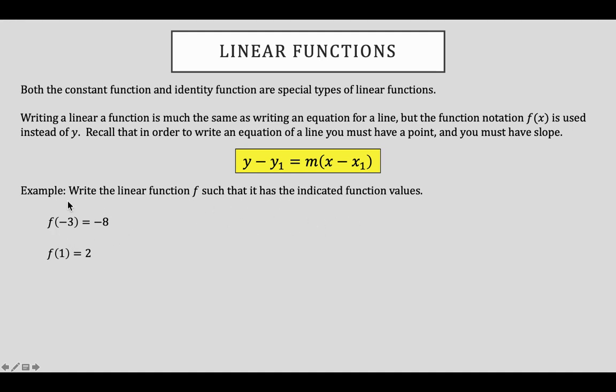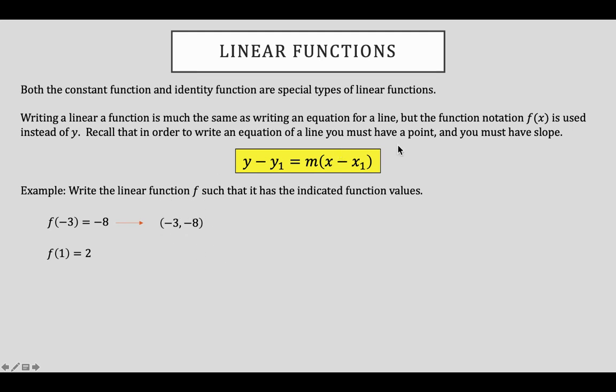Well, we need to do some interpreting. What does this actually mean? f of -3 is equal to -8. This is telling me that when I plug in -3 into the function, I get out -8. Notice that the function notation is f of x, and so what's being replaced inside of the parentheses? A -3 is replacing the x. Therefore, -3 corresponds to the x coordinate. The output is going to be -8. This gives me the point (-3, -8).